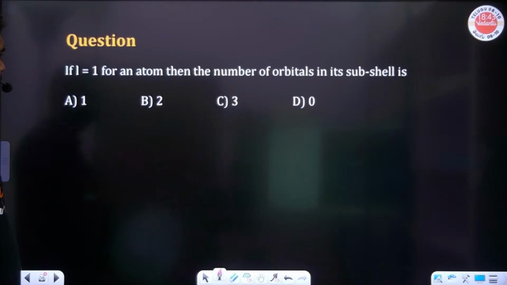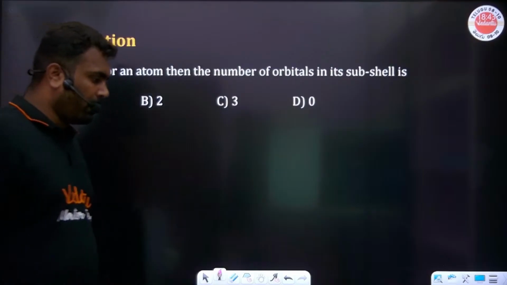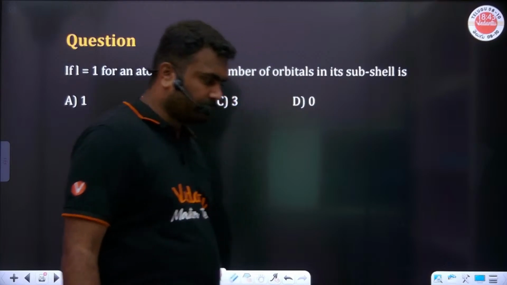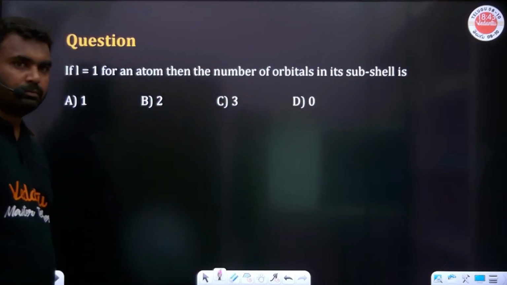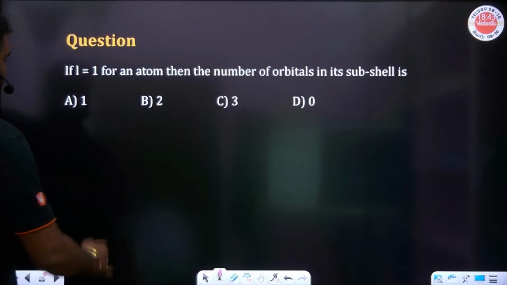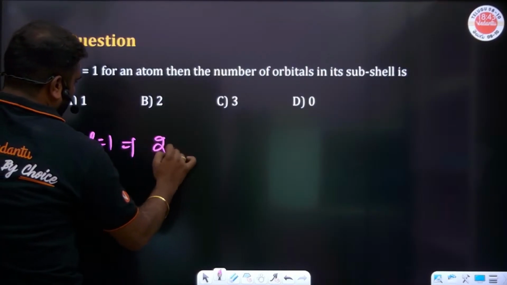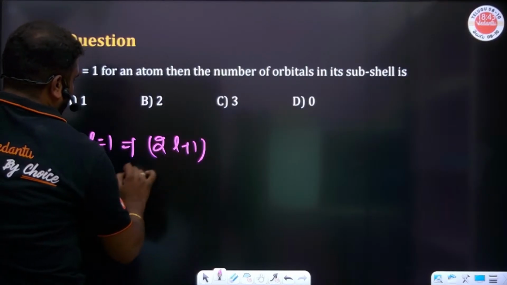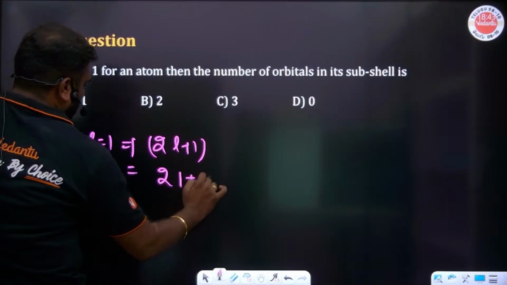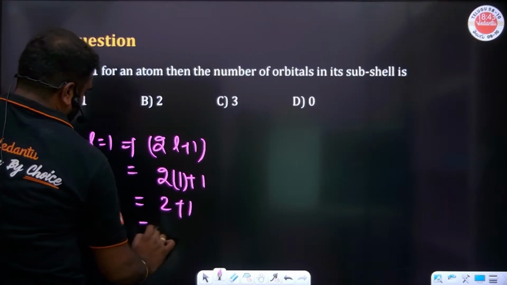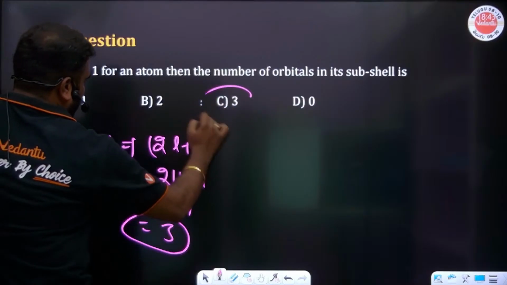So if l is equal to 1 for an atom, the number of orbitals in its subshell? If l is equal to 1, how many orbitals are there? The number of orbitals is given by the formula 2l plus 1. So that is 2 into 1 plus 1, that is 2 plus 1, so the number of orbitals is 3. 3 is the correct answer, option C.